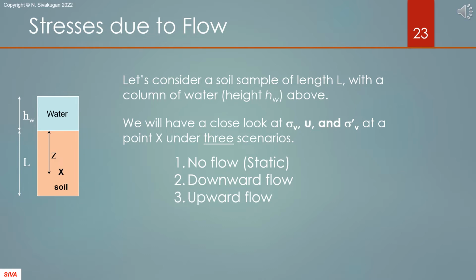We will show you that when water flows upward, the effective stresses are reduced and the pore water pressures are increased. Similarly, when the water flows downward, effective stresses increase and pore water pressures decrease. Let's consider 3 scenarios where we look at the same point X and identical soil specimens of length L. The first one is a static case, where there is no water flow. In the second and the third, there is downward and upward flow, respectively.